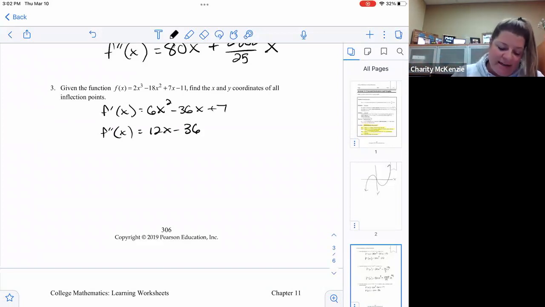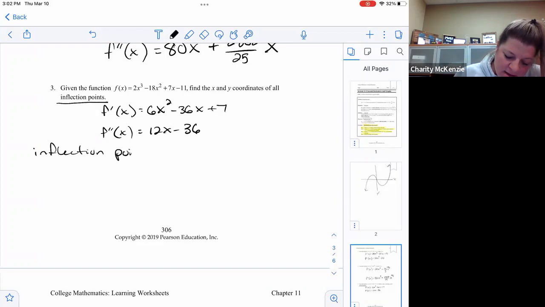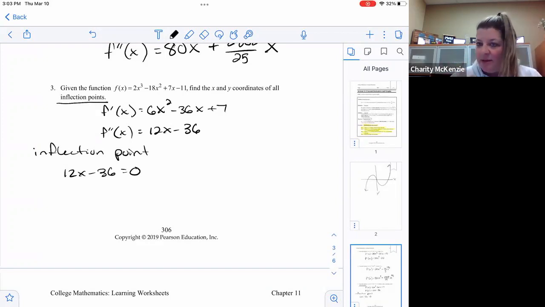Now, if I want to find an inflection point, that is where the second derivative equals 0. So inflection point is where 12x minus 36 equals 0. And this will only find the x value, and then we can find the y. So I'm going to add the 36 over, divide by 12, and I get x equals 3. So we know x equals 3.